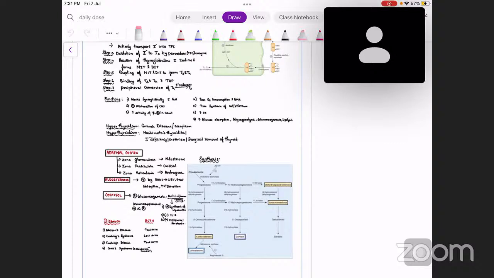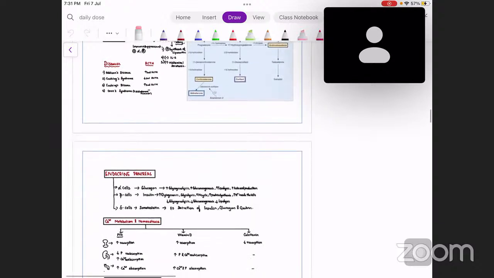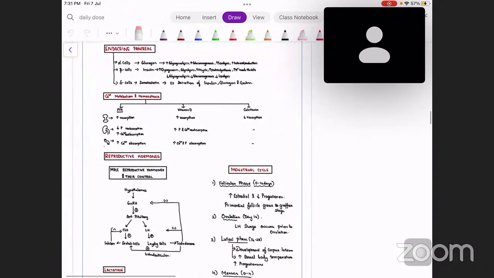A wave on the JVP indicates right atrial contraction. Kussmaul sign is seen in constrictive pericarditis, massive pulmonary embolism, RV infarct, restrictive cardiomyopathy. And then you have the prominent Y descent, which is seen in tricuspid regurgitation and constrictive pericarditis.